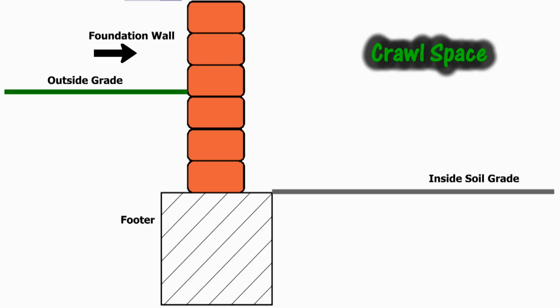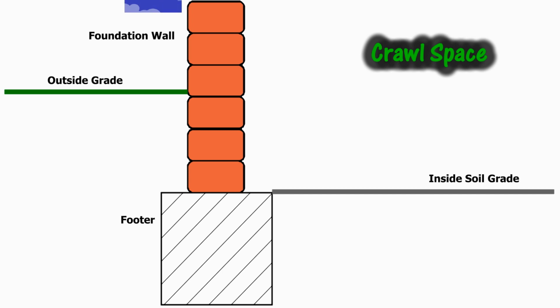First, let's look at the drawing. You have a foundation wall, which is the wall to your crawl space. You have a footer, which is solid concrete down deep in the ground. The outside grade is the level of soil on the outside of the wall. The inside grade is the level of soil inside the crawl space.